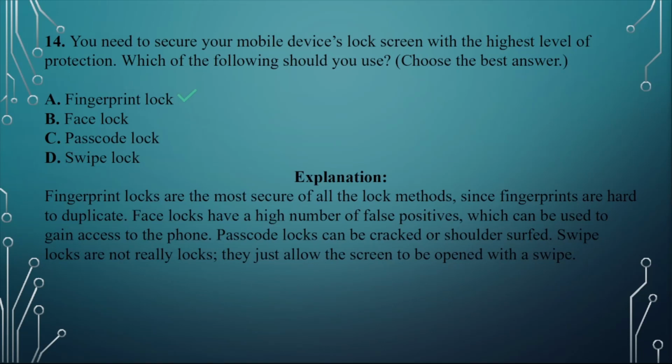That will be A. Fingerprint lock. Fingerprint locks are the most secure of all the lock methods, since fingerprints are hard to duplicate. Face locks have a high number of false positives, which can be used to gain access to the phone. Passcode locks can be cracked and shoulder surfed. Swipe locks are not really locks. They just allow the screen to be opened with a swipe.